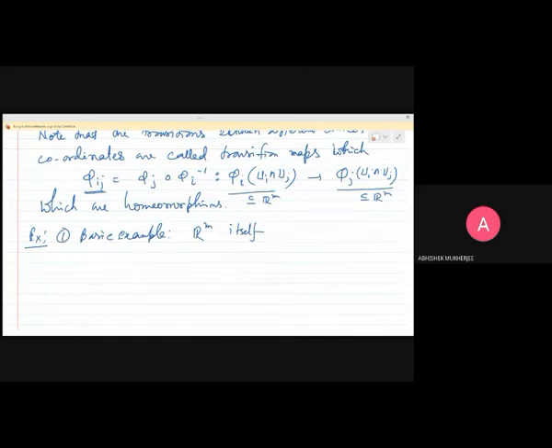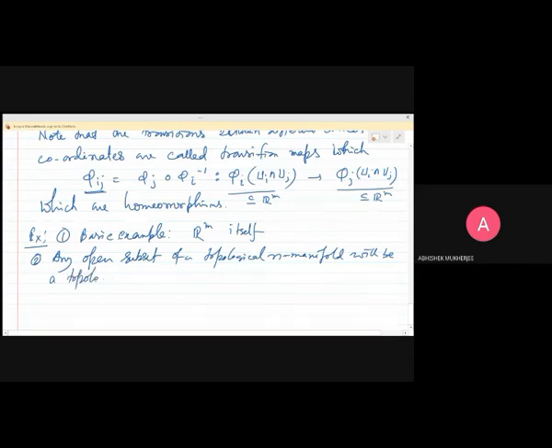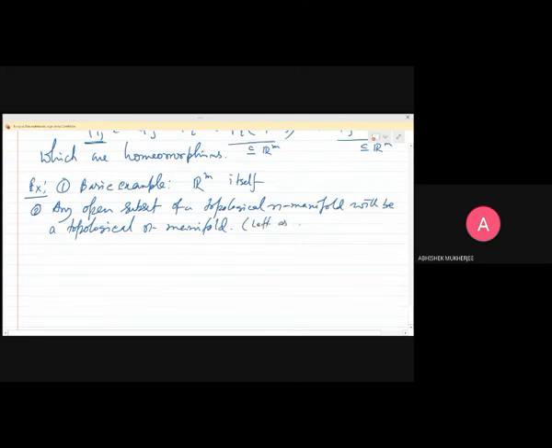Now, any open subset of a topological n-manifold will be a topological n-manifold. So any open subset of a topological n-manifold will be a topological n-manifold. This will be left as an exercise.